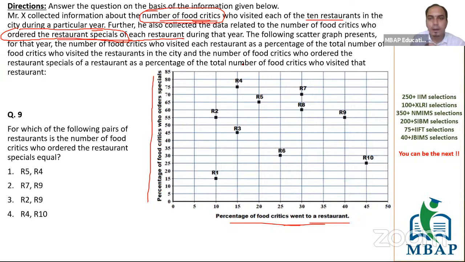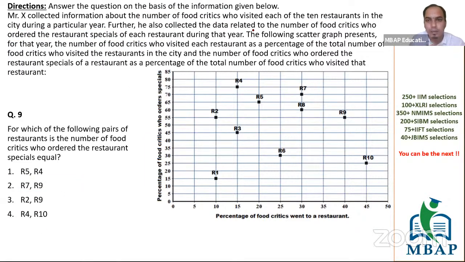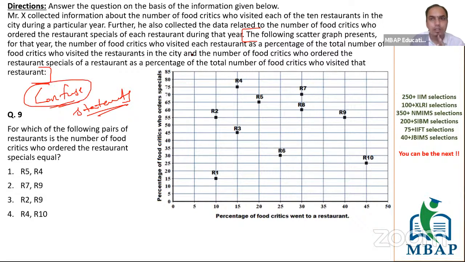Going ahead. The following scatter graph presents, for that year, the number of food critics who visited each restaurant as a percentage of the total number of food critics who visited restaurants in the city, and the number of food critics who ordered the restaurant special. Now this is where you have to be clear about what they are exactly telling. This is a typical kind of set. What they have tried to do here is confuse you with the statements. But people who have good practice on sets will not find this kind of statement very confusing. Because it's a first mock, read very critically, particularly here.